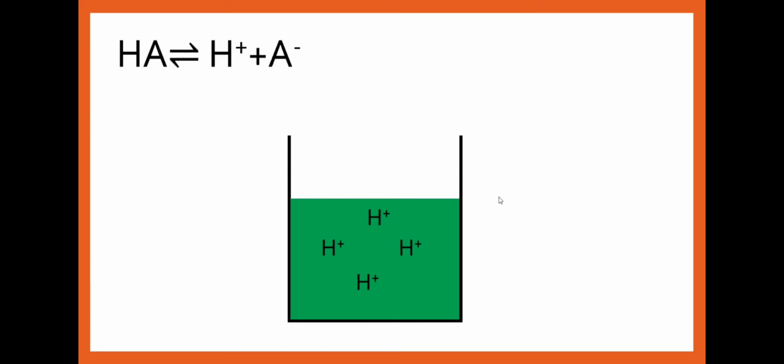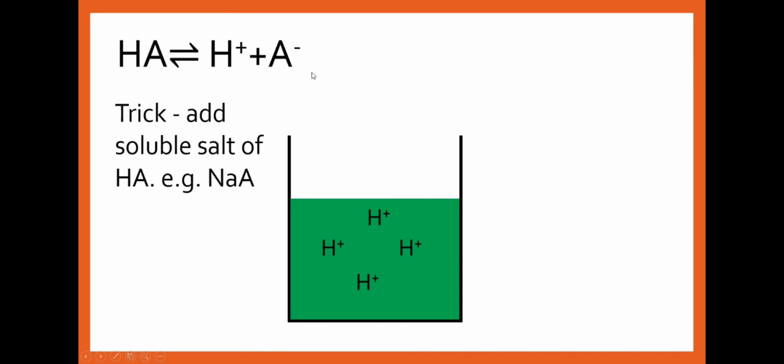Now, we know there's this equilibrium here, which we've seen earlier. This A minus could, of course, react with this H plus. But remember, this is a weak acid, so we're not going to get very many of these. These are going to be gone very, very quickly. So simply having HA as the only ingredient in a buffer isn't going to work because the equilibrium's far too far to this side, far too few of these. So the trick is to add a soluble salt of HA.